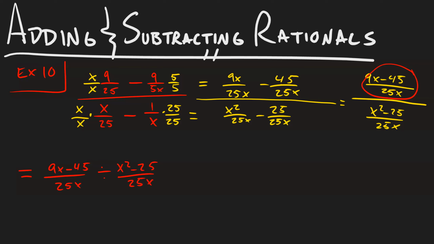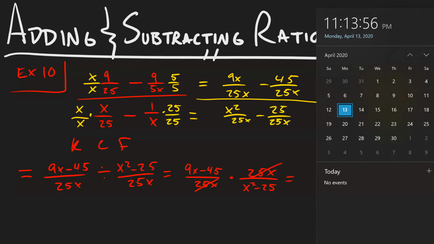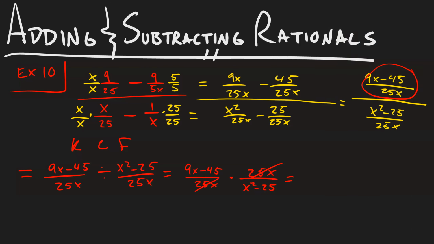So of course, to divide fractions, we need to keep, change, and flip. In other words, we can multiply 9x minus 45 over 25x by the reciprocal of the original, which is now 25x over x squared minus 25. So I'll go ahead and multiply these through. 25x's are going to obviously cancel. And I'm actually even going to factor out a 9 from my numerator: 9 times x minus 5.